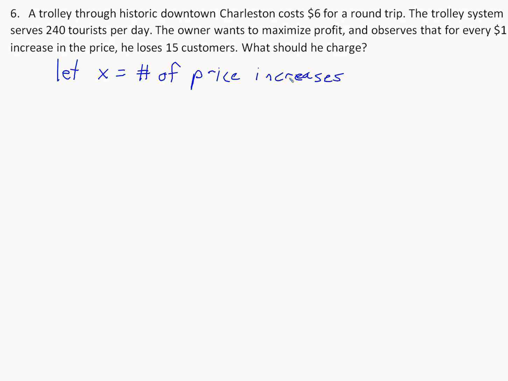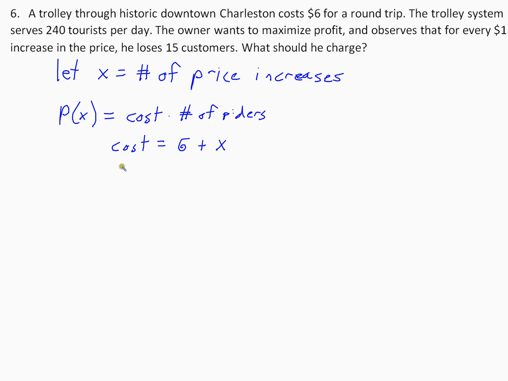And we realize that the profit, so we'll use P in terms of x, the number of price increases, is the cost times the number of riders, we could say, or tourists, or tickets sold. And our cost, originally it's $6, but he's going to want to keep increasing by $1. So by 1x. So we can just put x because 1x is the same as x.